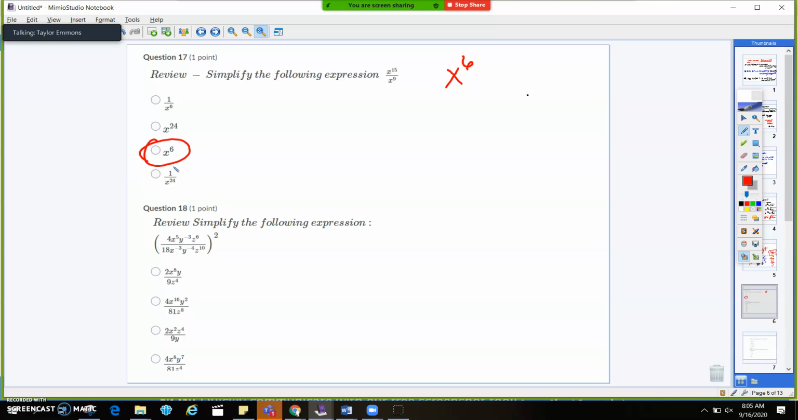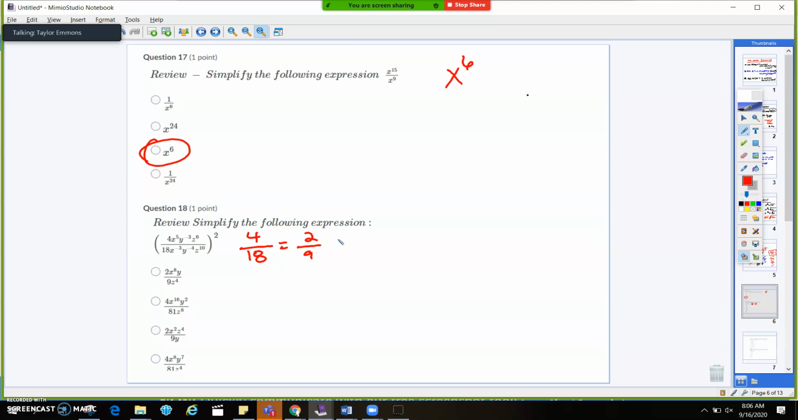Okay, number 18 looks like a hot mess. So bear with me on this one. You kind of have to take it piece by piece. So the first thing that you're going to do on 18 is I would go ahead and simplify the fraction that's out front. So we've got 4 over 18. Well, what are they both divisible by? They're both divisible by 2, right? Okay, so I'm going to get 2 over 9.